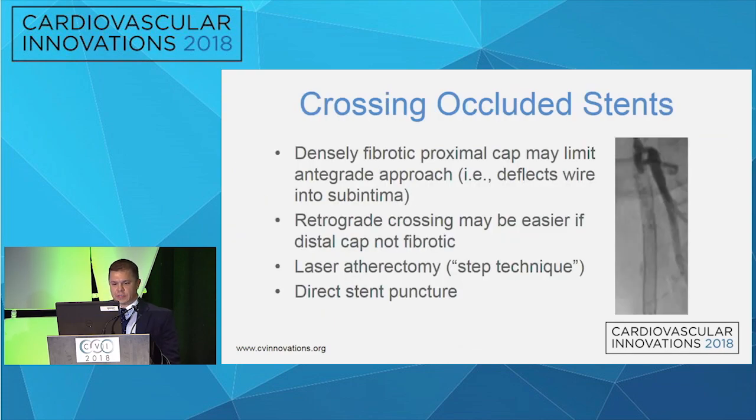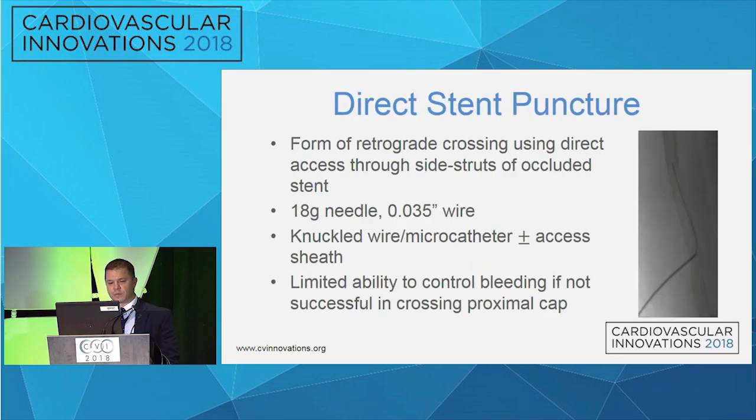Crossing occluded stents is particularly challenging. The proximal cap tends to be densely fibrotic and may limit the antegrade approach, so retrograde crossing may in fact be a bit easier. The laser atherectomy systems can be used in a step technique without a wire to puncture the heavily fibrotic cap and get into the stent, and then direct stent puncture is another option. And this essentially is retrograde crossing using direct access through the side struts of an occluded stent. It can be performed using the Cook needle and an 035 wire, although various techniques have been described.